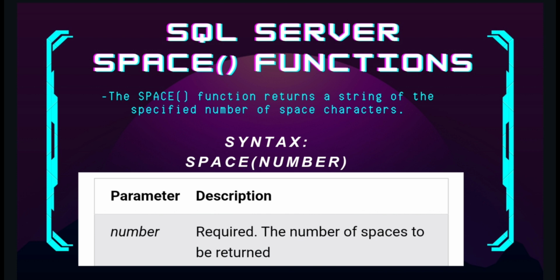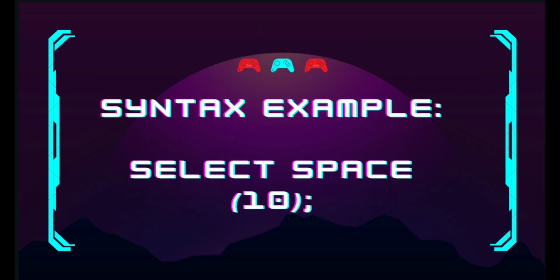Up next is the SQL Server SPACE function. The SPACE function returns a string of the specified number of space characters. Its syntax is SPACE(number). The parameter is number. In its description, it requires the number of spaces to be returned. Our syntax example is SELECT SPACE(10). And we have a video demonstration on how the syntax works.